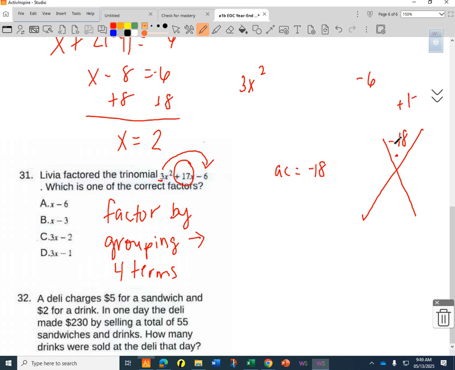Now, the product has to be negative 18, but the sum has to be that positive 17. So what factors of negative 18 will give me a positive 17 if I add them? Which one's going to be positive, which one's going to be negative? 1 or 18? We need a positive 17, so the 1's going to be negative, right? Because negative 1 times 18 is negative 18, and negative 1 plus 18 is positive 17. That makes sense, Keishan?